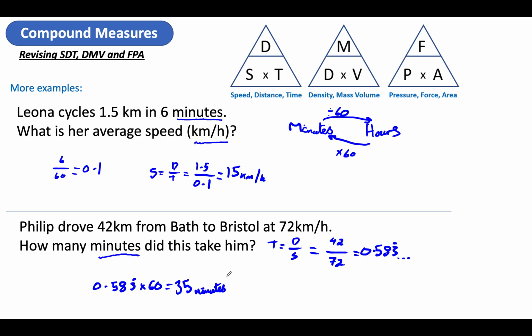minutes. Okay, so we had to convert it. Just watch out for those ones where either you might need to convert it before you calculate, or where you can convert it after you've calculated your speed or time or whatever it is.